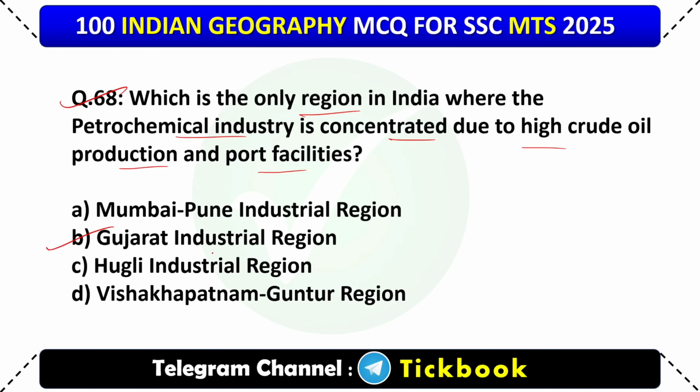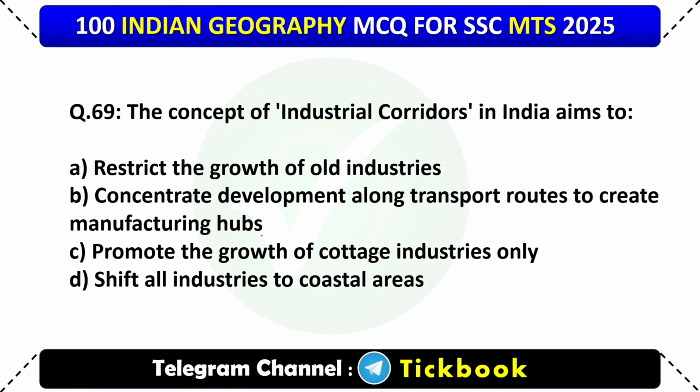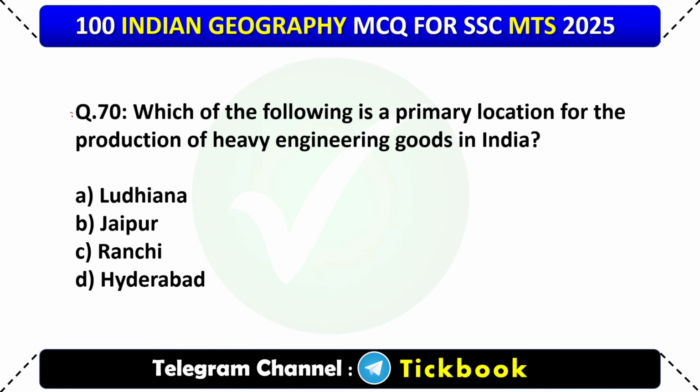Option number B, Gujarat Industrial Region. 69. The concept of industrial corridors in India aims to. Option number B, concentrate development along transport routes to create manufacturing hubs. 70. Which of the following is primary location for the production of heavy engineering goods in India?